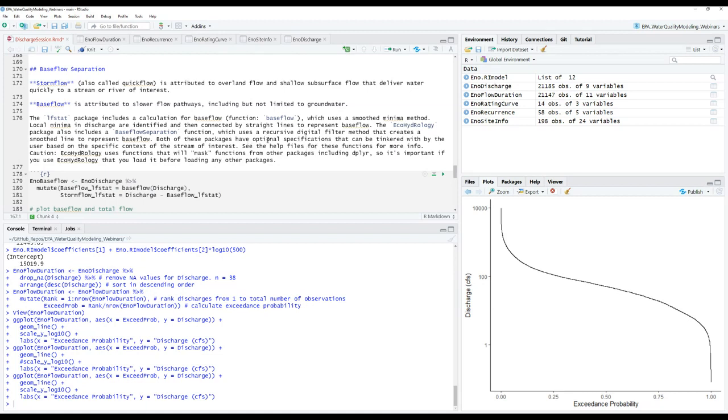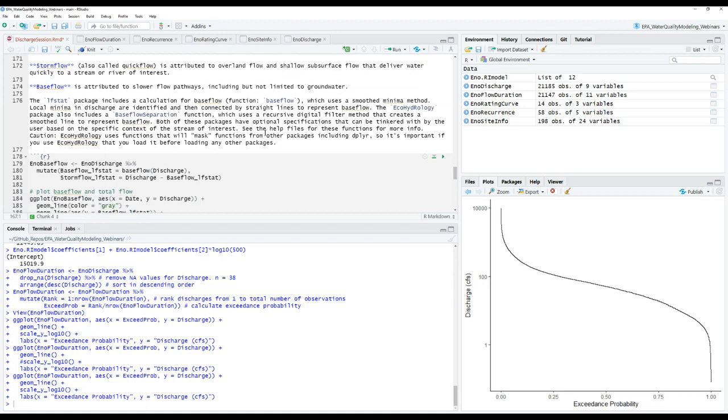For both of these packages, I've just included the basics of these functions in the lesson today, but they also have optional specifications that you can tinker around with based on your specific context. So I'd encourage you to look into the documentation for these functions if you would really like to dive in on baseflow separation, just to make sure that you're getting those specifications correct for your system and the assumptions that you're making.